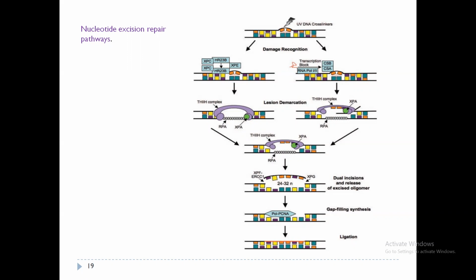These XPF-ERCC1 endonucleases make incisions at the 3' and 5' ends, releasing a 24 to 32 oligomer. There will be dual incisions and release of an excised oligomer, and then a gap is created due to this excision. The resulting gap is filled by polymerases delta or epsilon, aided by RFC and PCNA, and the strand is finally ligated.